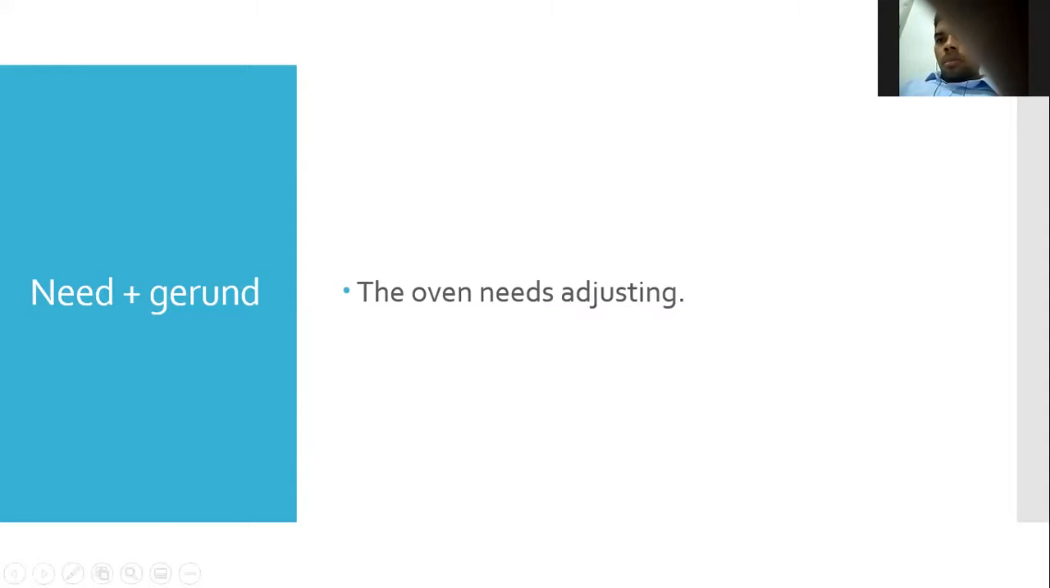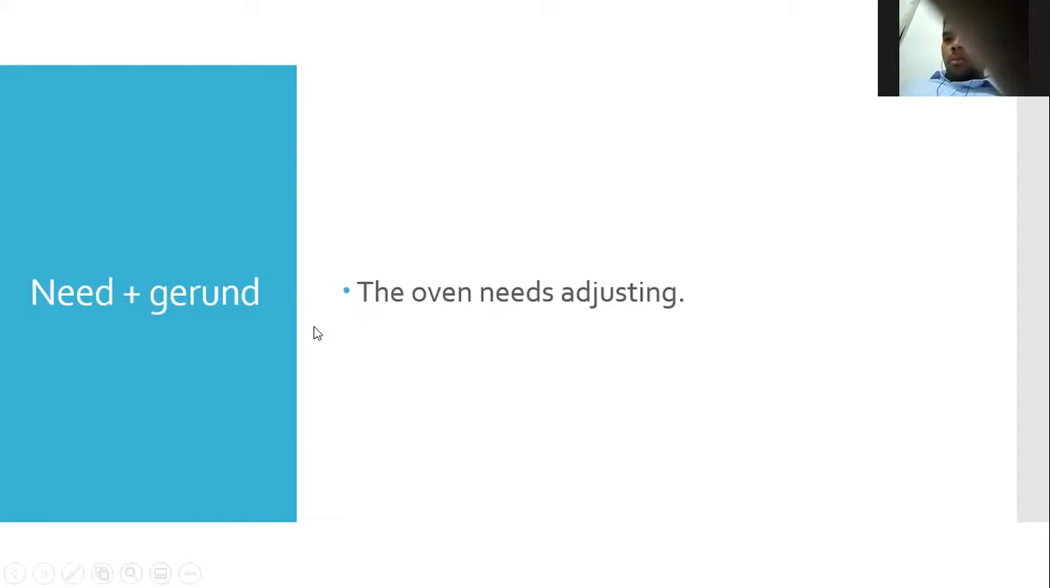Yeah, clear. Okay, so we're using the verb needs plus a gerund. And the gerund is formed with the ing at the end of the verb. Maybe the kitchen needs fixing. Okay, needs fixing. Very good.